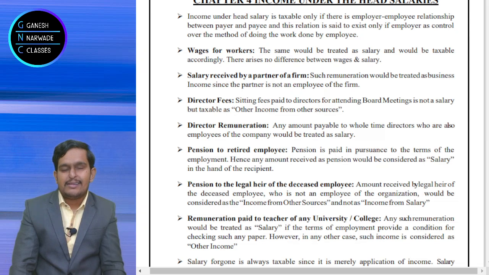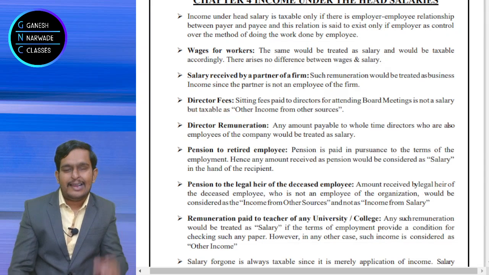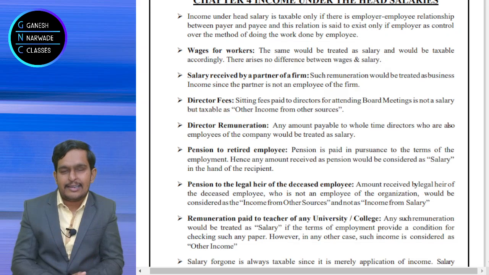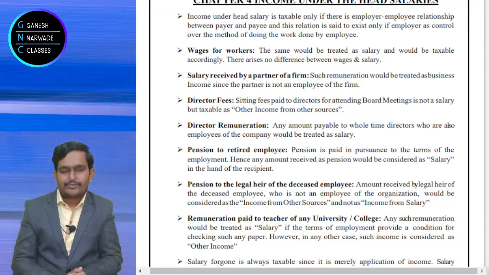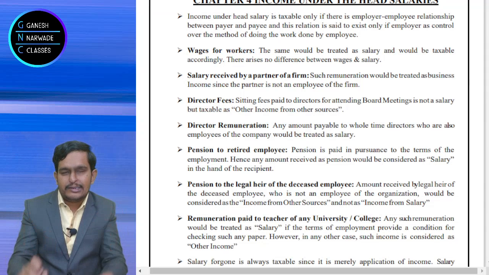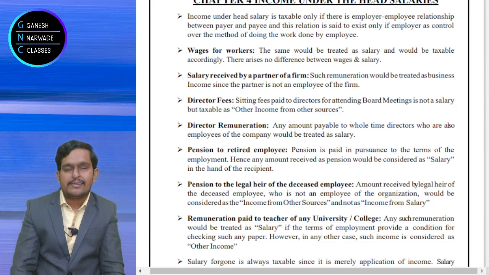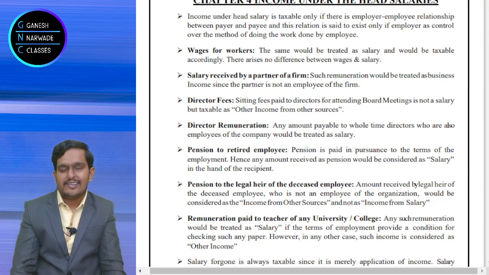Because they are not employees. Okay? But suppose some directors work full time in the company. They get director's remuneration, like Sundar Pichai, Satya Nadella, right? So these are people who are working full time in the company. If they get something, it is taxed under the head salary, because they are working under the control and directions of the board of directors. Under the directions of the company also we can say. So these are the things we should understand.